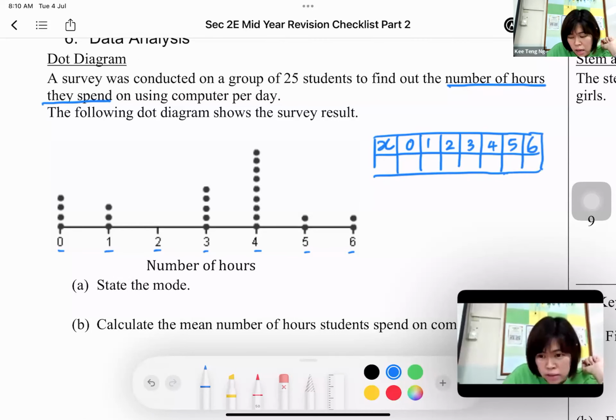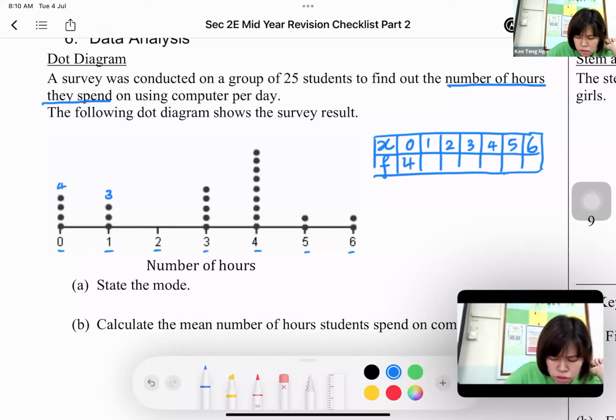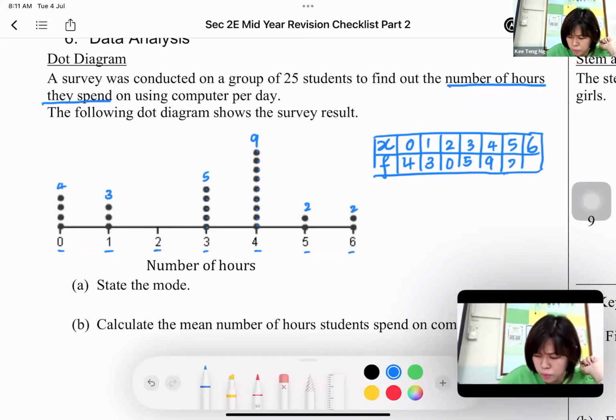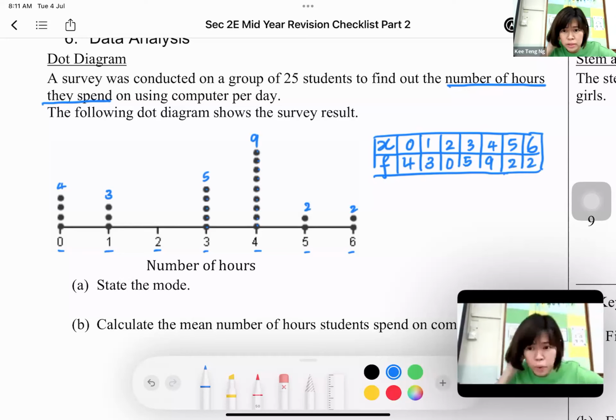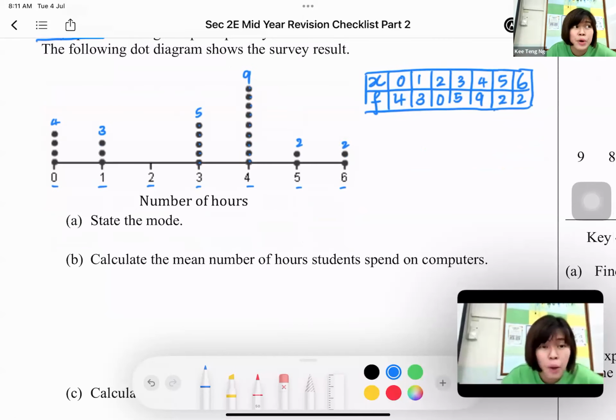And the number of dots tell us the frequency. So this F over here is the frequency. 1, 2, 3, 4, so there are 4 dots over here. Then 1, 2, 3, so the frequency is 3. 2 has frequency 0. Then 5, then 9, then 2, and 2. What is the purpose of doing this? So that we can interpret the frequency in the table, and we can use our formula to calculate our mean.